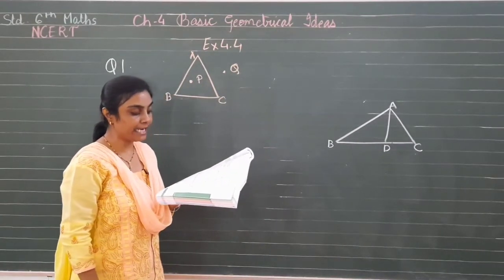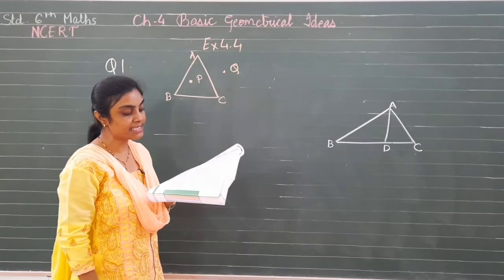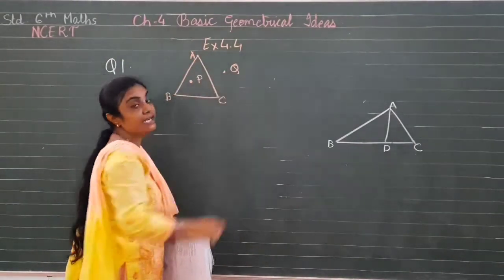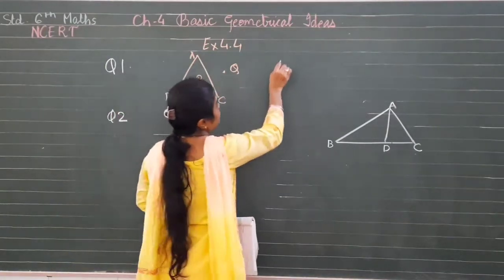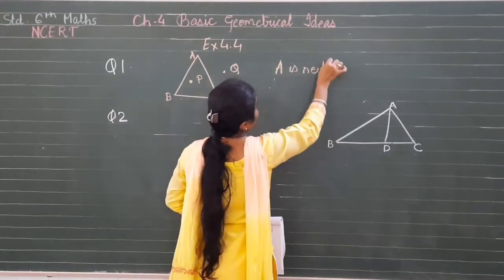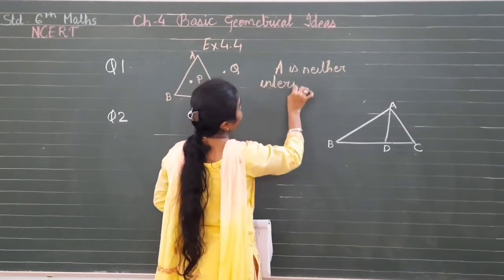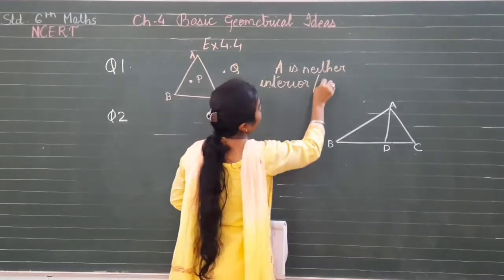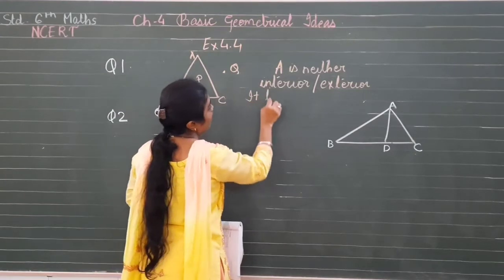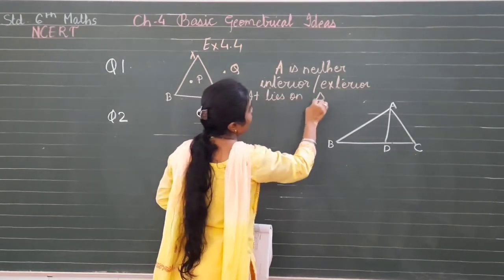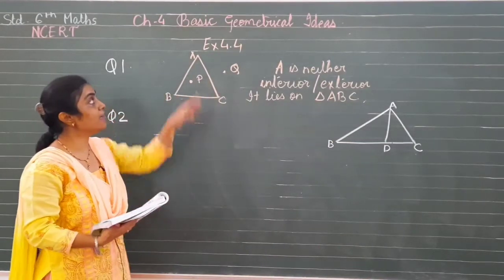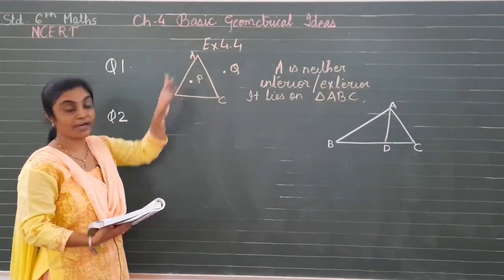Now is the point A in its exterior or its interior? You can see a point A. So A is neither interior nor exterior. It lies on triangle ABC. So it lies on triangle ABC, point A.